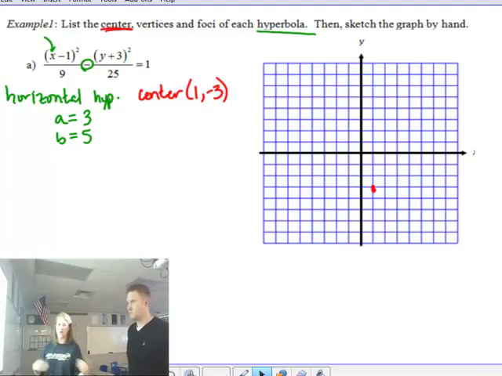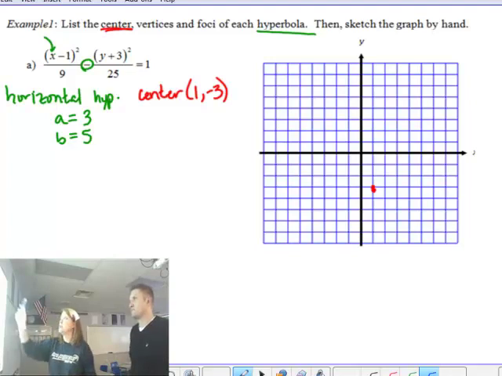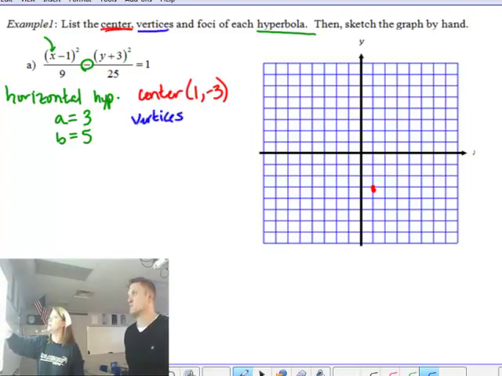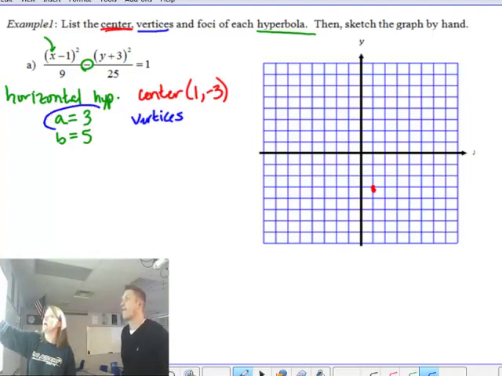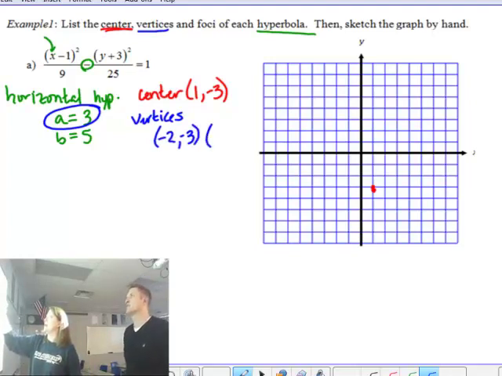Now, if I am horizontal, is my x coordinate changing or is my y coordinate changing? Going from one horizontal point to the other, your x will be changed. Very good. So for the vertices, I'm going to change by what amount? A, which is 3. So I need to take my center, which is at (1, -3), and add and subtract 3 to the x coordinate. So I'm going to be at (-2, -3) and at (4, -3).